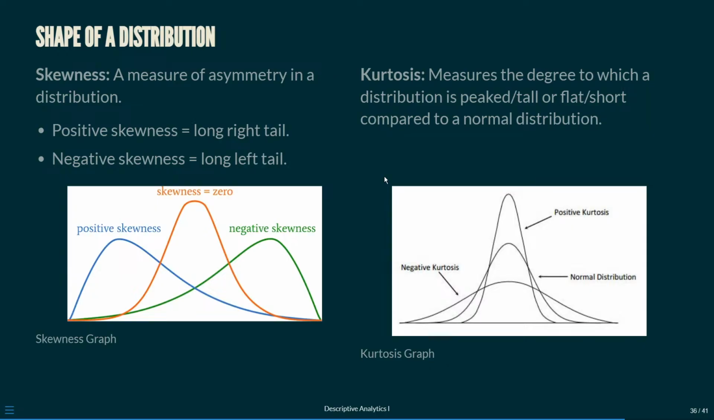Positive skewness is a long right tail, so an elongated tail. And the negative skewness has a long left tail, so like this. It is elongated. And the kurtosis measures the degree to which a distribution is peaked, tall or flat, short compared to a normal distribution. So this basically measures how much of the data is going towards its centrality or its mean. If you have a positive kurtosis, it's more peaked. A normal distribution is relatively bell-shaped. And a negative kurtosis is more or less flatter.